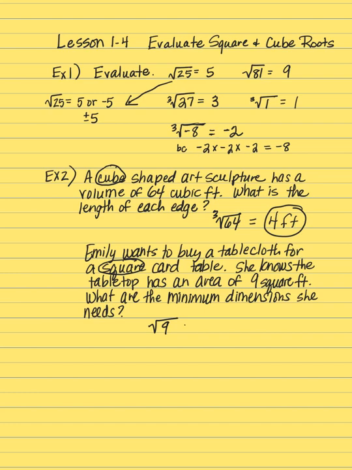root of 9. And I told you before the square root of 9 could be 3 or -3, but in this case we're talking about the dimensions of a tablecloth, which cannot be negative. So for this particular example, it would have to be a +3. And if we're wanting dimensions of a tablecloth, they would be 3 feet by 3 feet. And that's the answer to that example.